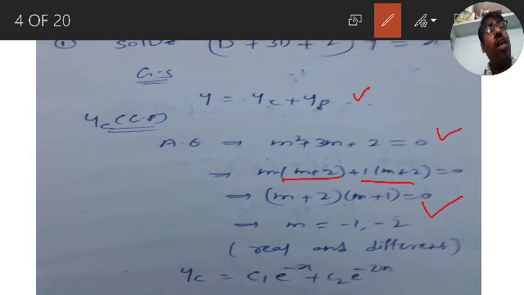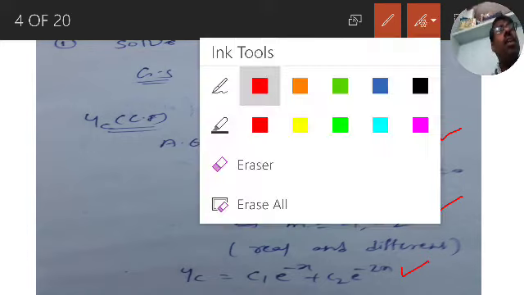There are three cases: real and different roots, real and equal roots, and complex roots. Now the roots are real and different. They are real numbers and they are different real numbers, therefore real and different. In case of real and different, what is the solution? Yc is equal to c1 into e power of minus x plus c2 into e power of minus 2x. This is my yc. We got yc.